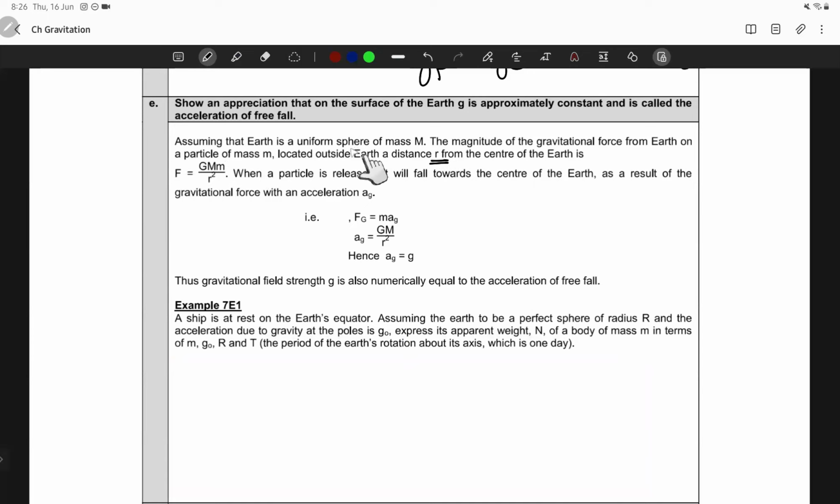Right? So now, as soon as you release the particle, it will start falling towards the center of the Earth. That's what happens, right? Anything that you release from your hand, for example, falls to the ground. So it's actually falling to the center of the Earth, because of some acceleration of gravity.